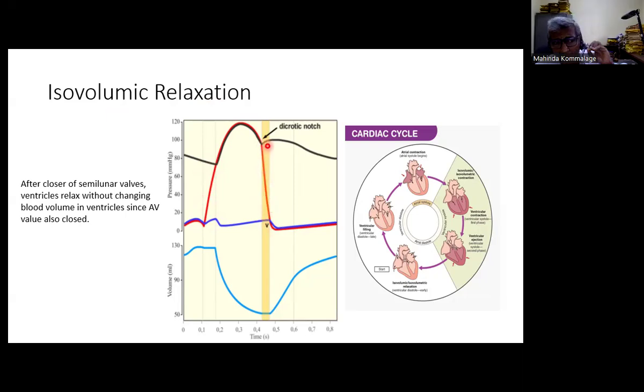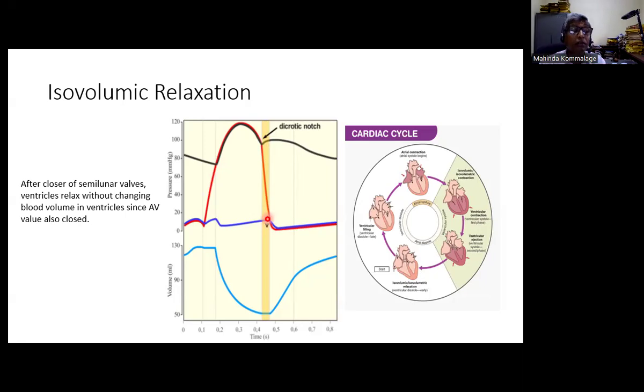Right? If the ventricular pressure goes down dramatically like this, what can happen? What should happen? Because the ventricular pressure is going down and down and down. So what should happen? Blood should come into the ventricle. Yes, Guru, good. Blood should come from atria to ventricle.